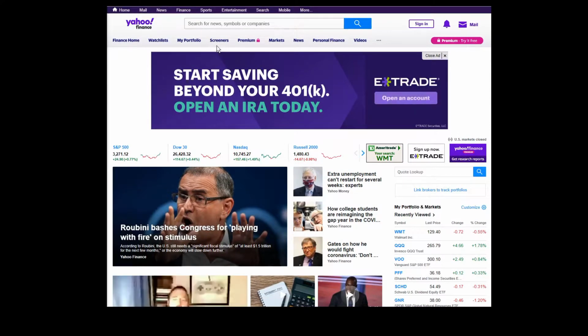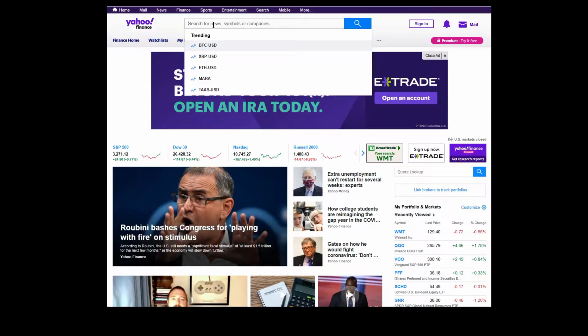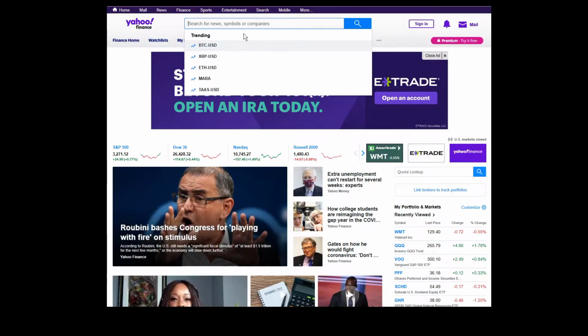We want to look up individual companies, so we're going to go up to the search bar up here. You can search for companies or symbols. Just for fun, let's go ahead and do Walmart. Walmart I use as my normal example because everyone knows Walmart. Everyone knows what they do. It's pretty easy to understand.